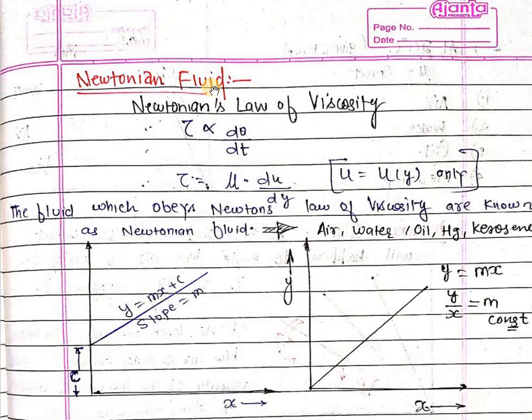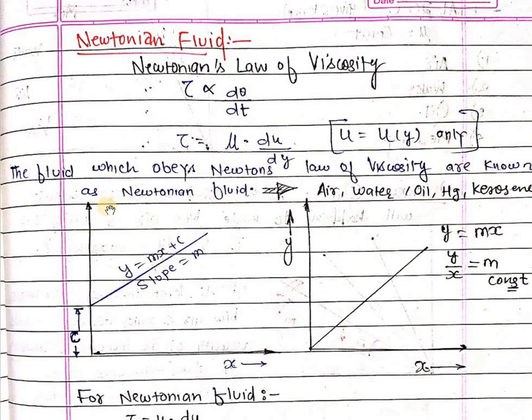Today I want to discuss Newtonian fluid and non-Newtonian fluid. We know that for the Newtonian fluid the equation tau is equal to mu du upon dy must be satisfied, and the condition for the fluid to be Newtonian is that velocity is a function of y direction. That means velocity should only increase in y direction. So the fluid which obeys Newton's law of viscosity is known as Newtonian fluid. Some common examples can be water, air, oil, mercury and kerosene.